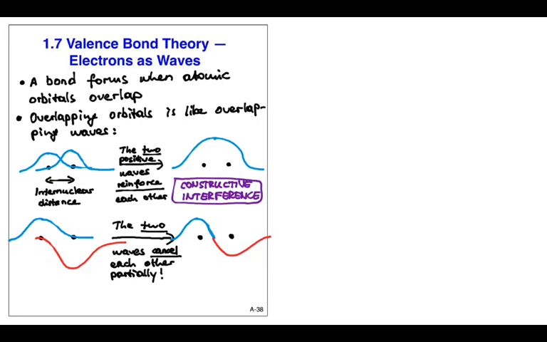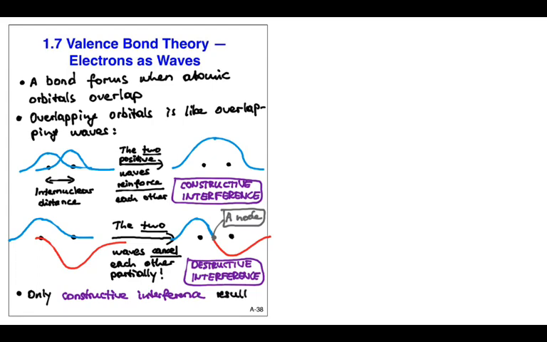Then on the right we're getting a negative portion of this orbital. So here we have, first of all, a node in the middle, and we have so-called destructive interference. Both of these situations occur in valence bond theory. But only constructive interference actually results in a bond. Destructive interference generally results in a so-called anti-bond, and that pushes the atoms apart, as we will see.